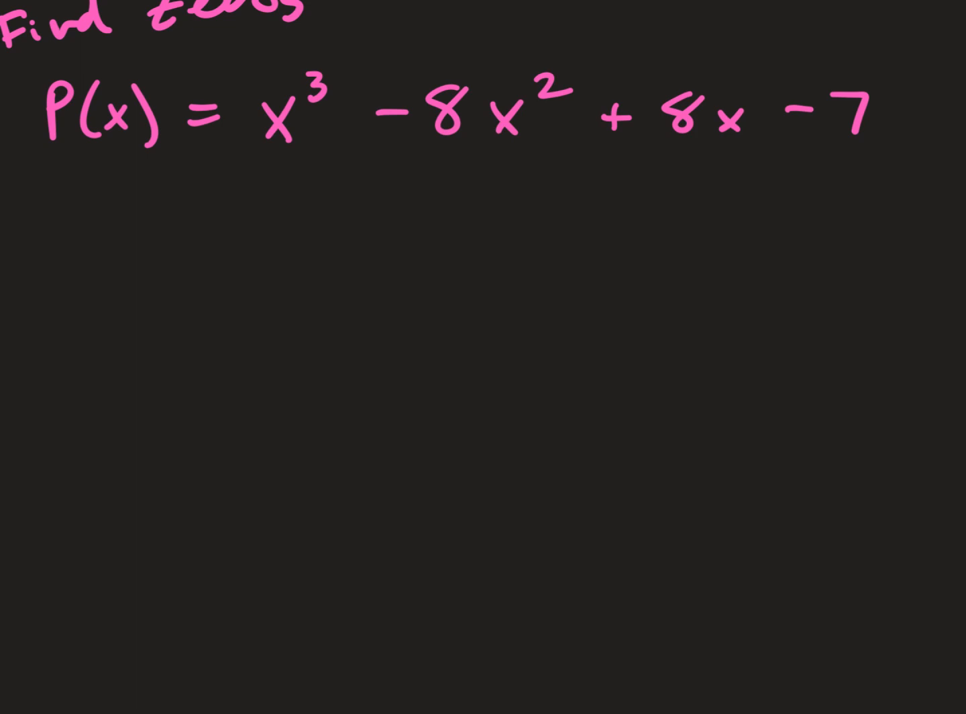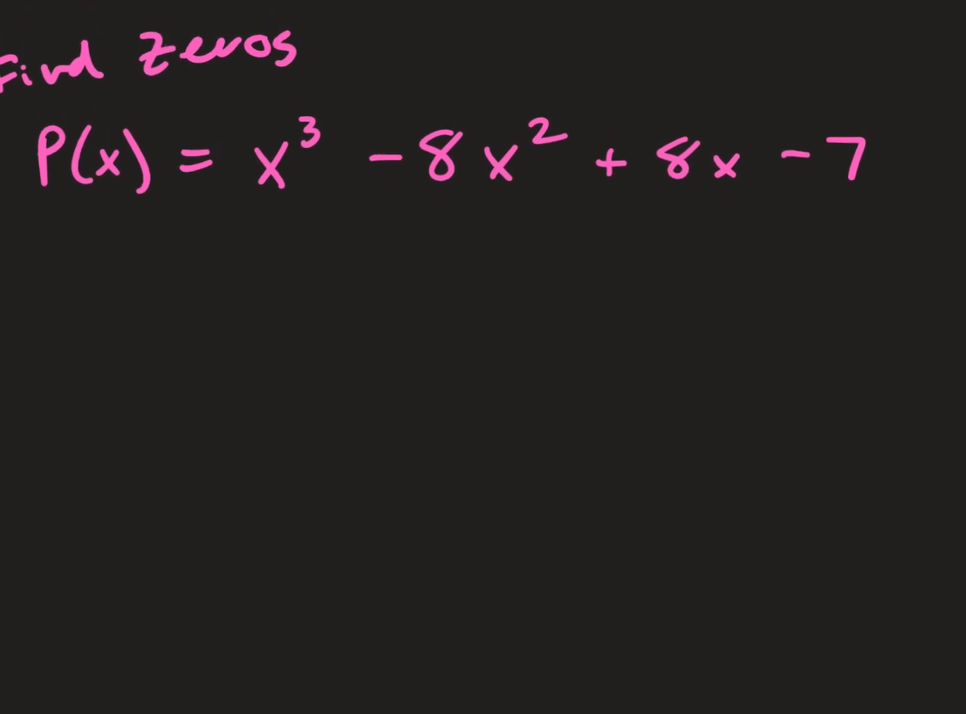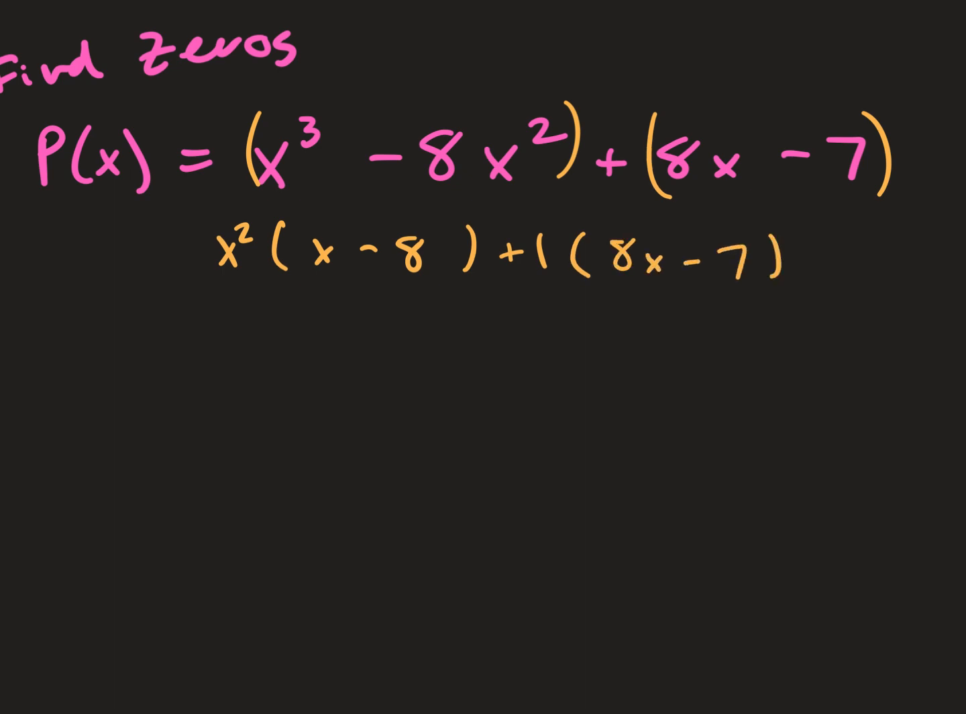What would we do? We can try factoring by grouping. Group the first 2, group the second 2. What's the GCF from the first group? x squared. When we take out an x squared, we're left with x minus 8. What's the GCF from the second group? 1, because we don't really have one. So 8x minus 7. Are the inside parts exactly the same? No. So can I factor by grouping? No. So we've got to try something else.